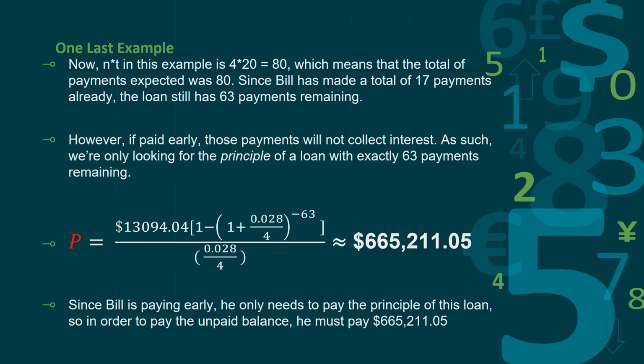Since he's paying early, he just has to pay the principal in order to pay the unpaid balance. He's just paying $665,211.05. He would pay more than that in total if he had not done that, by the way.